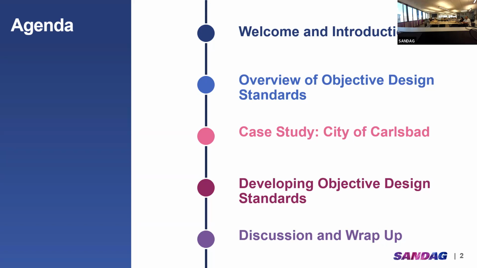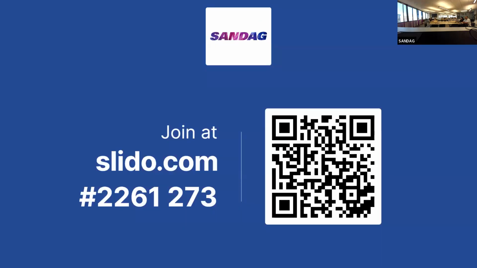So let's go ahead and start with introductions. If we could go to the next slide. You can join our Slido poll either by holding your camera up to the QR code, or by going to slido.com. If you're going through your web browser to slido.com, there should be a button or a field to enter in that code there, 2261273, and that should take you to the poll.